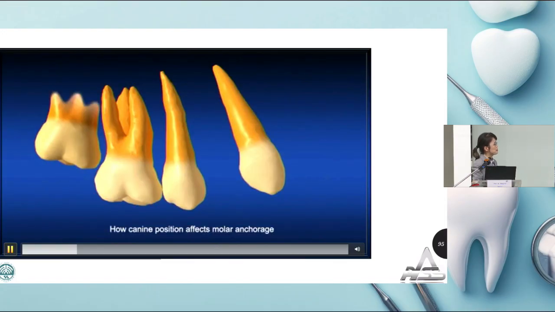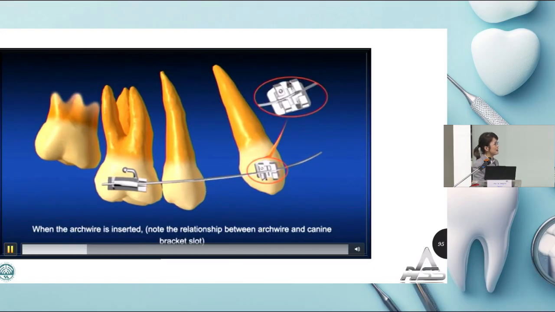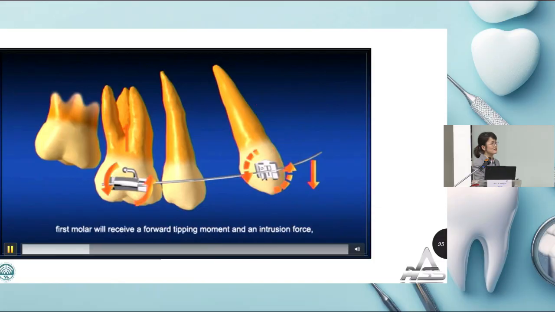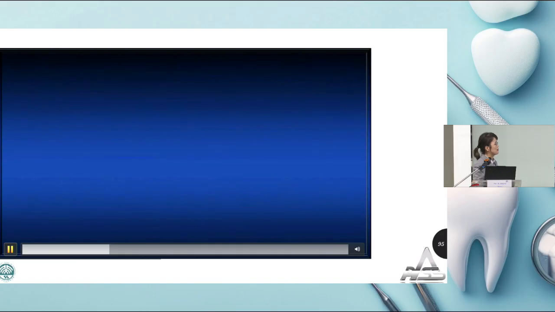How canine position affects molar anchorage. When the arch wire is inserted, okay, you can see here the canines. The first molar will receive a forward tipping moment, same as the canine. The canine will go down, and the molar will tip forward. As a result, both of them will tip forward.